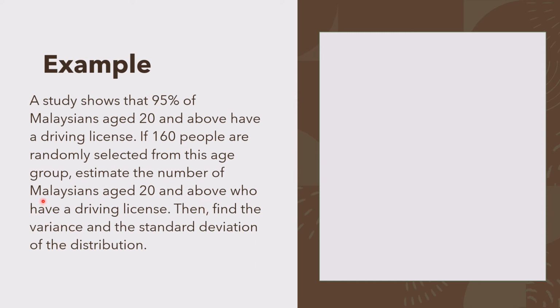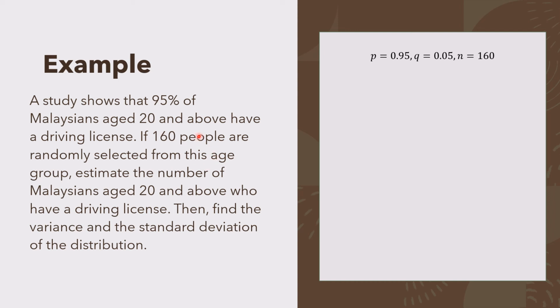Okay, so if we look at the example here, 95% have a driving license. If we want to find the probability, we need to find the probability for the Malaysians who have a driving license. So the probability of success should be 95%, which is 0.95, and the probability of failure is 1 minus 0.95, which is 0.05. If 160 people are randomly selected, it means we choose 160 people. Just now, in the previous example, we only chose around 2, 3, 4 or 5. This one is 160 people.